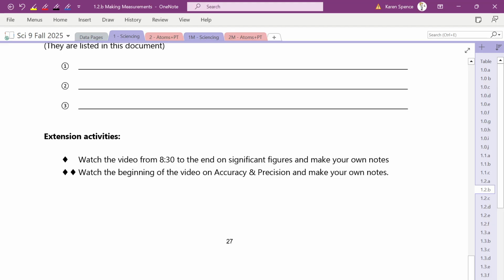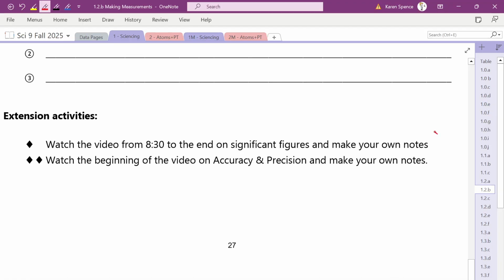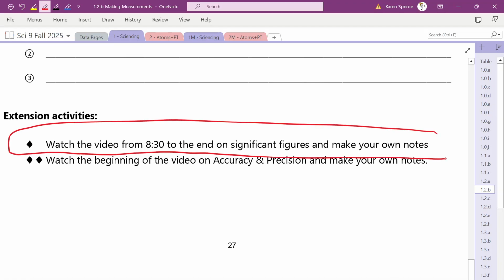Now, if you are interested in doing some enriched stuff for homework, you could watch the video beginning at 8 minutes and 30 seconds and learn about significant figures. But let's not worry too much about that. That's for at home if you want to do that as an extra. Anytime you see the black diamond symbol, black diamond means that's an enriched.